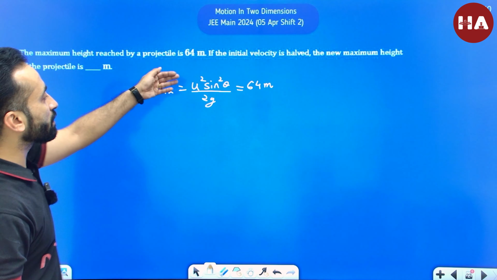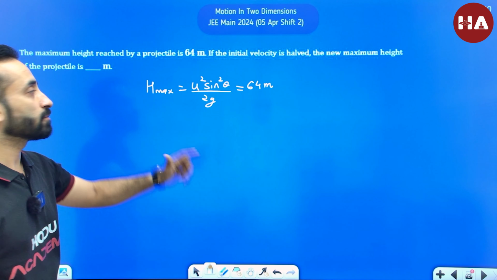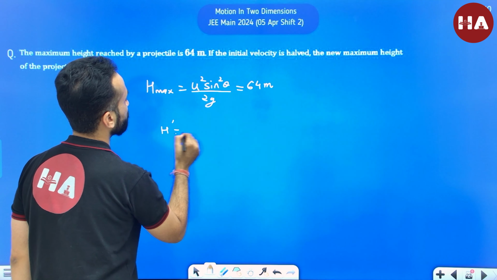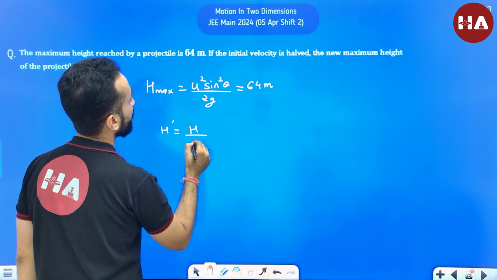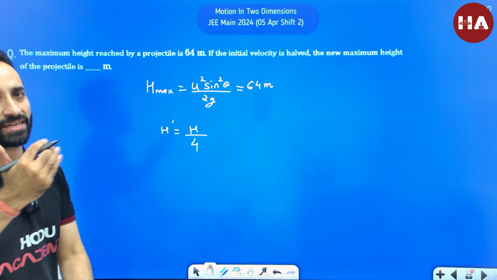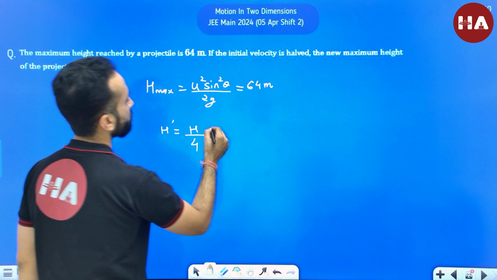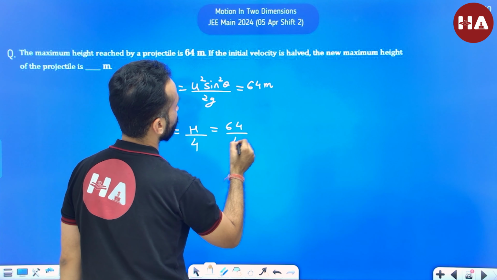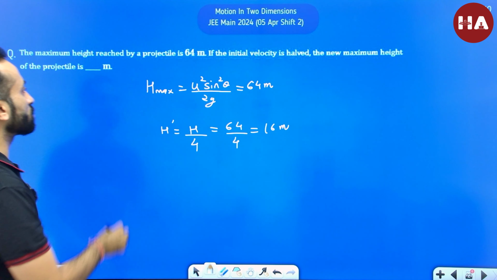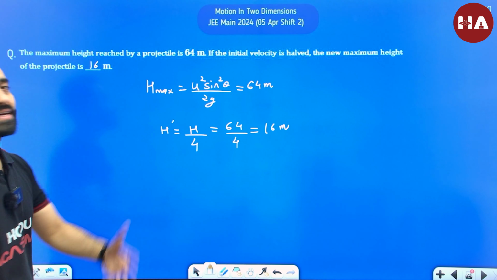Now if you are making the velocity half, because it is depending on square, the new height will of course become divided by 4, right students? Because if you make the velocity half, squaring that will decrease this by a factor of 4. So h by 4. So the correct answer is going to be 64 by 4, and that is going to be 16 meters. So the numerical answer that you have to plug in here is 16.